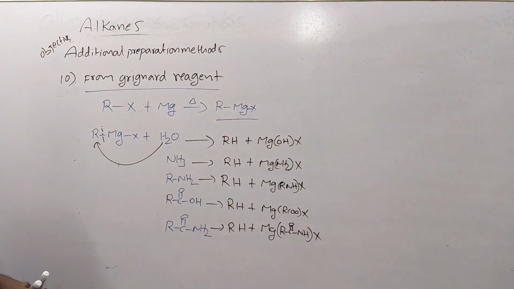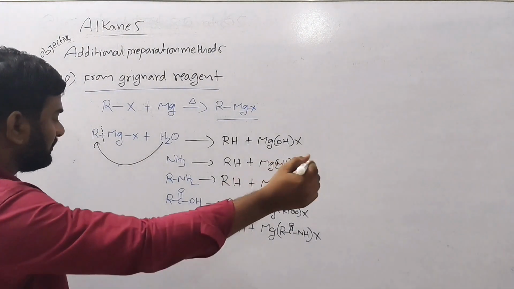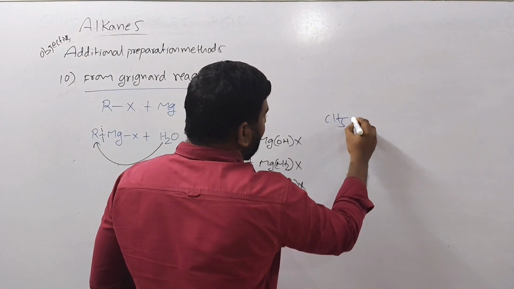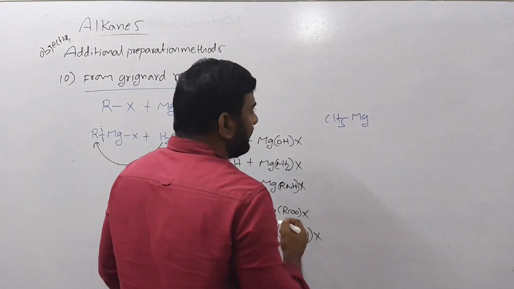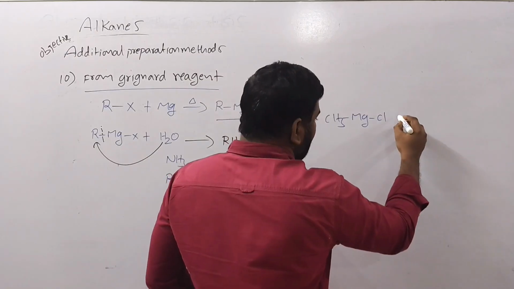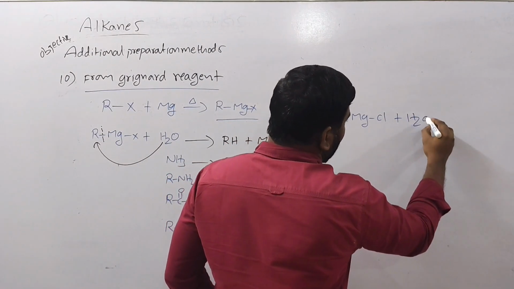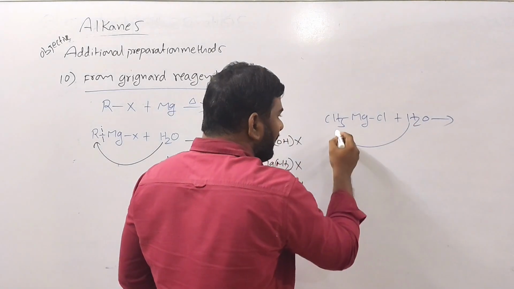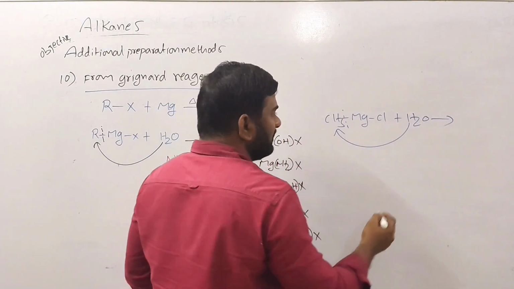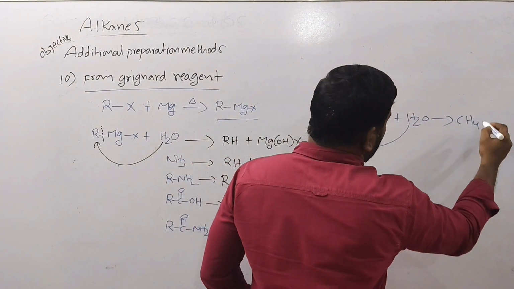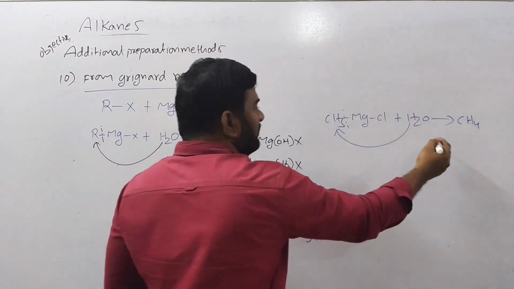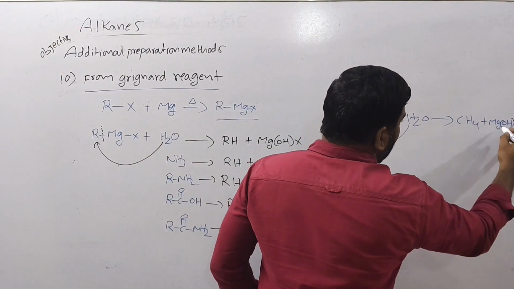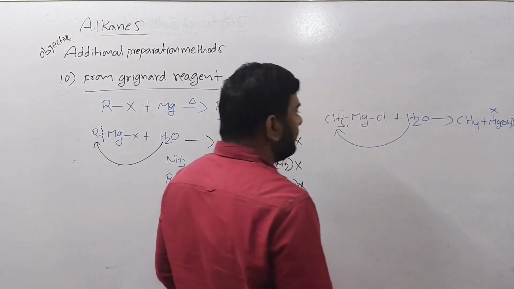So some examples we'll discuss here. First, suppose CH3MgCl reacts with H2O. What product will come? From this H2O, one hydrogen goes to the CH3 and it becomes CH4. The remaining product: from this, OH is added to the Mg, so MgOH and the X. In this way it will come.